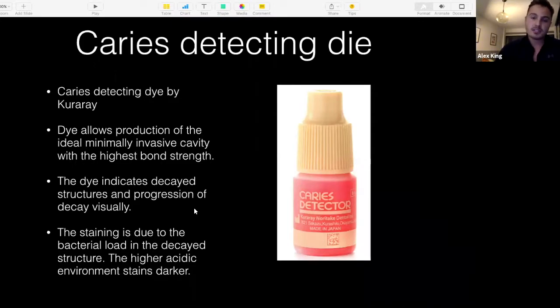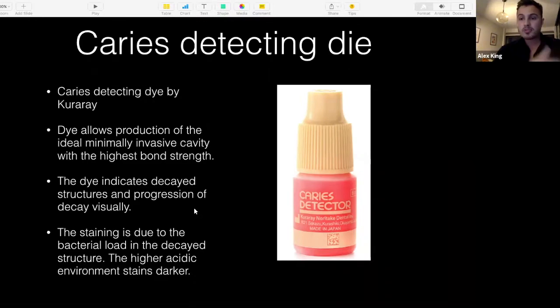So caries detecting dye, the most publicized one is by Kuraray, and it's a Japanese design. What it is, it's a dye that allows you to produce a minimally invasive cavity that has a predictable bond strength. And what the dye does is it actually identifies caries within different levels of structure through the tooth, so deep dentine and superficial dentine. And it also indicates how progressed that decay is.